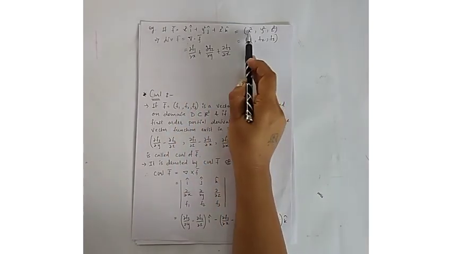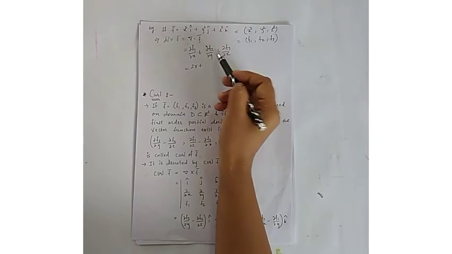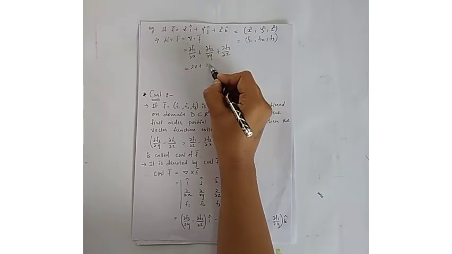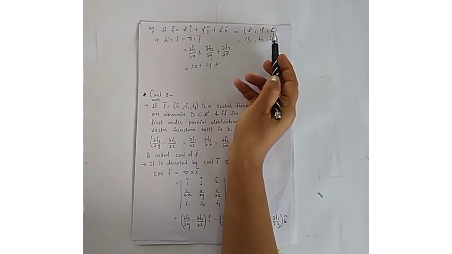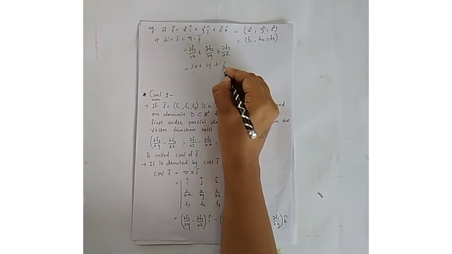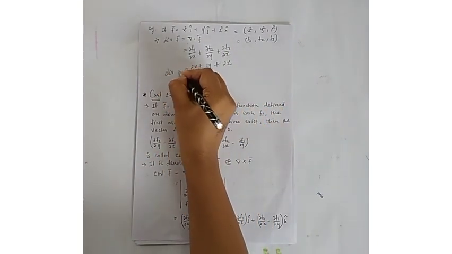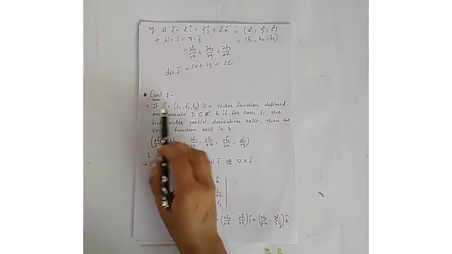So the first term is del f1 by del x. My f1 is x square. Taking the partial derivative with respect to x gives 2x, plus del f2 by del y. f2 is y square. The partial derivative of y square with respect to y is 2y, plus del f3 by del z. The partial derivative of z square with respect to z will give 2z. So this is my divergence of f bar. Next topic is curl.